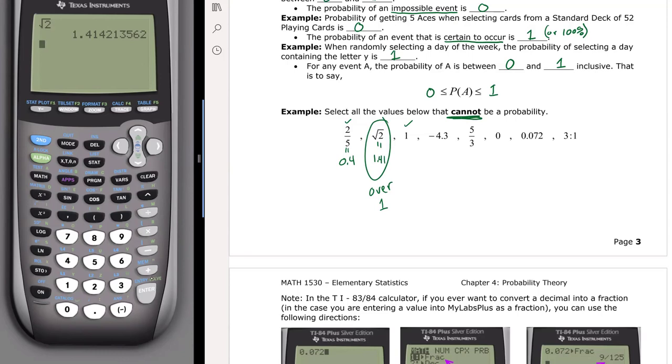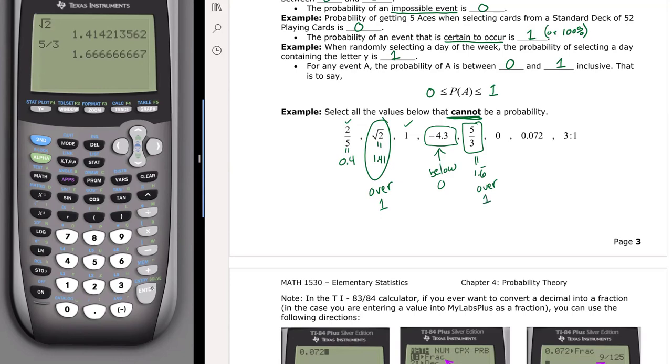So it's definitely okay. Now, negative 4.3 is bad because it itself is below 0. So you can't have probabilities that are lower than 0. The 0 is the lowest. Okay. Also, look at 5 over 3. You may not know what it is as a decimal. You can do 5 divided by 3 if you want to see the decimal version. It ends up being 1.6, like this, which is over 1 as well. Okay. We definitely know that's not going to be a probability.